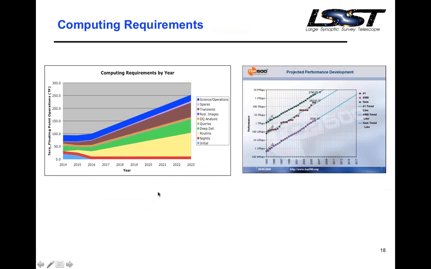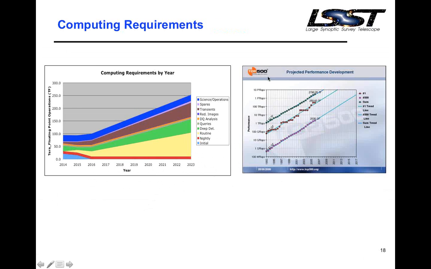If you're curious about the computing requirements, these charts are a few years old, but they show roughly where we were projecting. So at that point, we were thinking of starting the survey. This is based on an earlier funding model, something like 2016 or so. And you can see the linear ramp up as the data volume starts to increase.